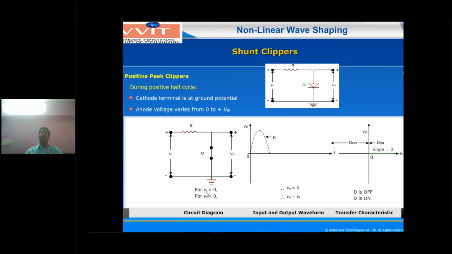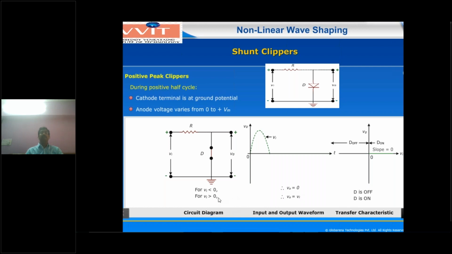Once you apply a negative peak at the input side, the diode will be in off condition. Why? Because the negative input will be coming at the diode anode terminal and the cathode is 0. So the 0 voltage value is more positive compared to the negative voltage. That's why the diode will be off, acting as an open circuit. In the negative peak condition, the output voltage value will be 0.